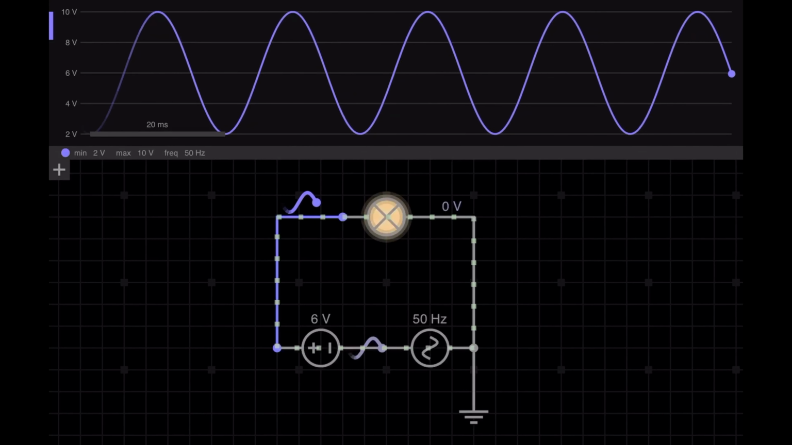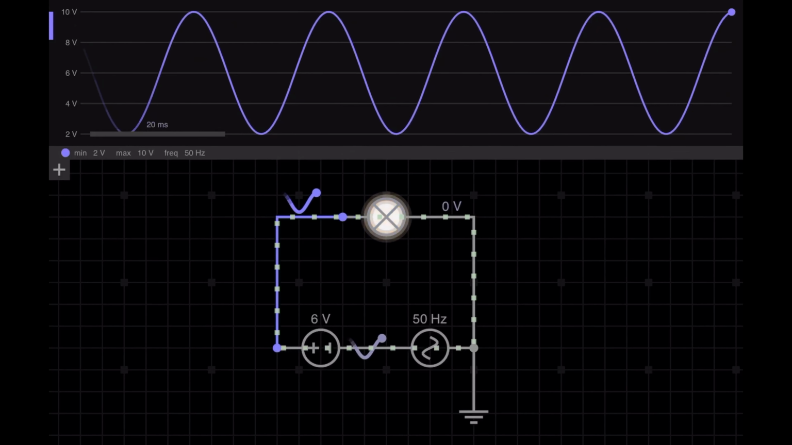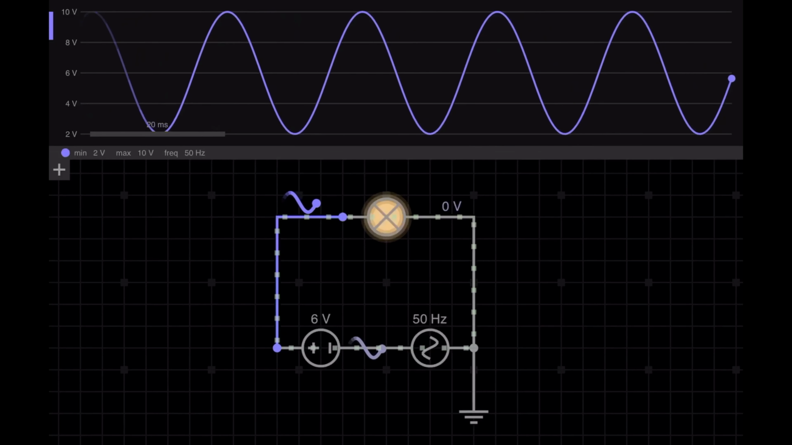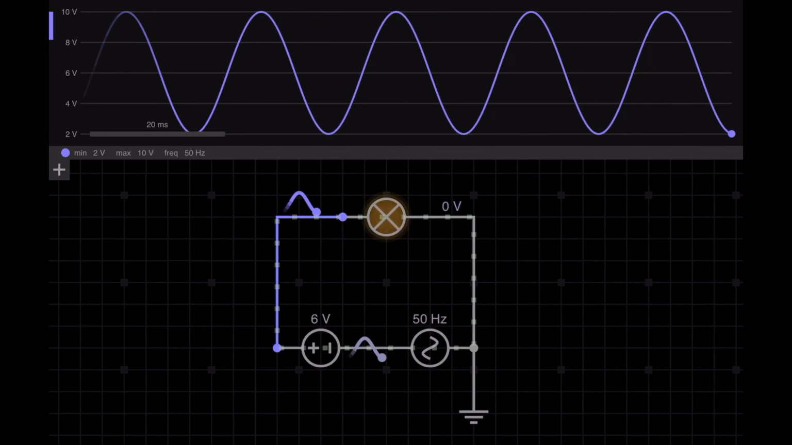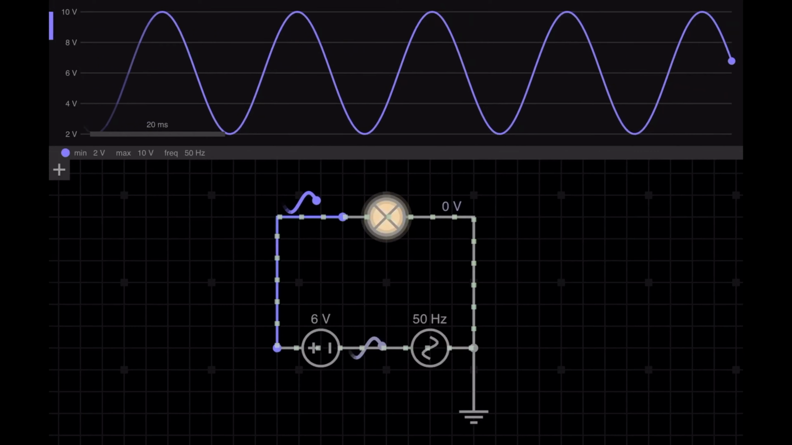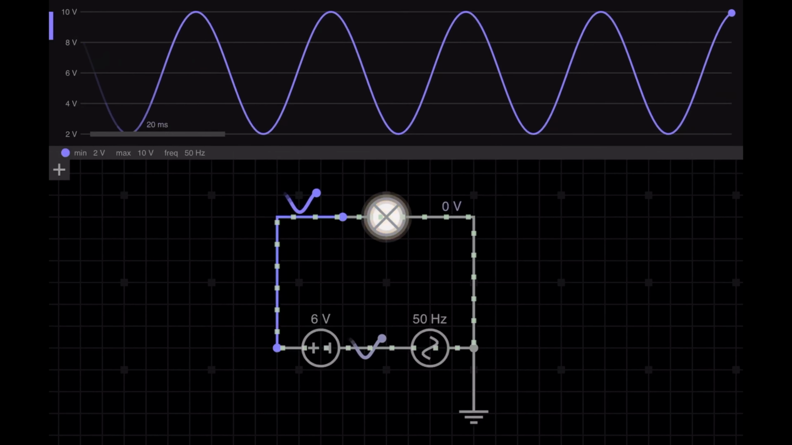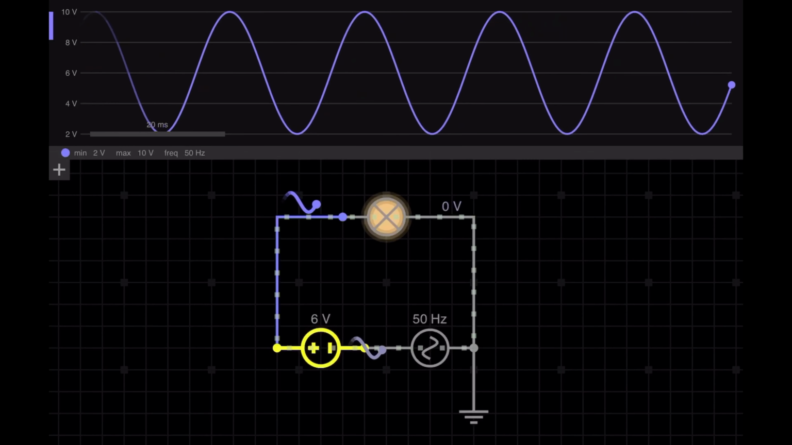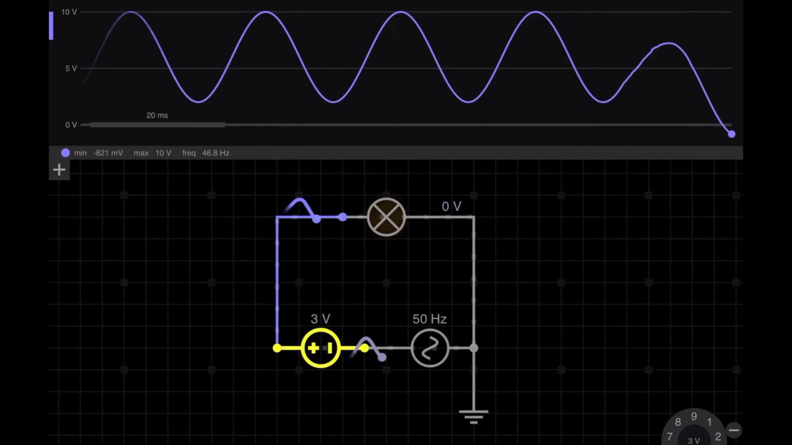So if you are connecting a 6 plus 4 sin omega t source, it will have a DC part which is 6 volt and an AC part which is 4 volt, and the bulb will never turn off. It's becoming dimmer and dimmer, but it's not going to turn off. Now what I'm going to do is change this 6 volt into 3 volt. So let's change into 3 volt.